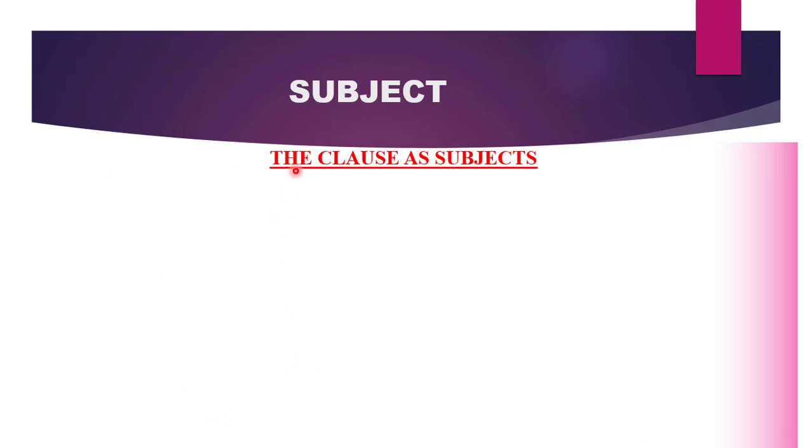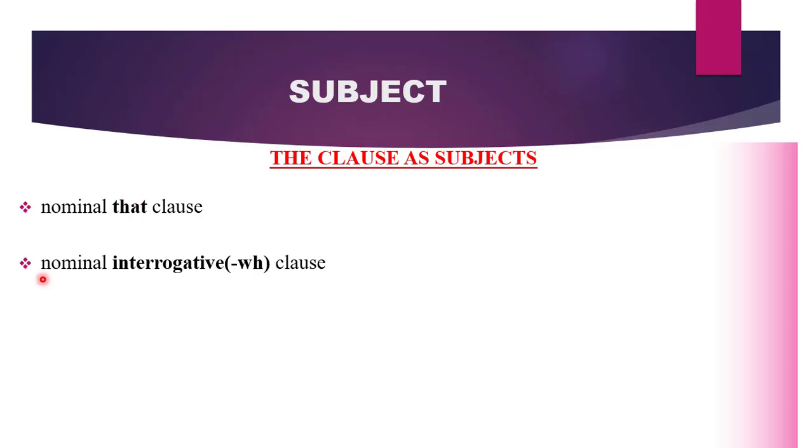Let us look at when clauses function as subjects. Four clauses perform the role of subjects in English. What are these clauses? The first clause is the nominal that clause. This clause begins with the word that. Another clause is the nominal interrogative clause. We call it the WH clause. These clauses normally begin with question words, WH words.